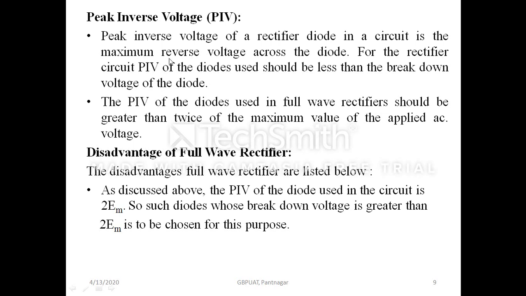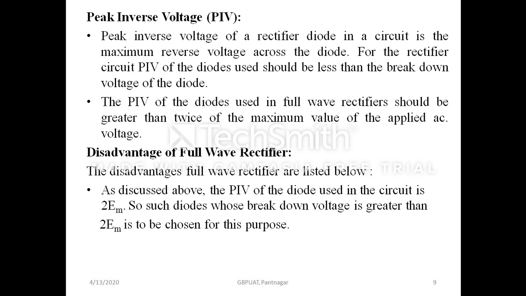Now coming on to the peak inverse voltage. Basically, the peak inverse voltage of a rectifier diode in a circuit is the maximum reverse voltage across the diode, or you can say the maximum reverse bias voltage which can be applied across the diode. So for rectifier circuits, the peak inverse voltage of the diode should be less than the breakdown voltage of the diode. That is the voltage limit.